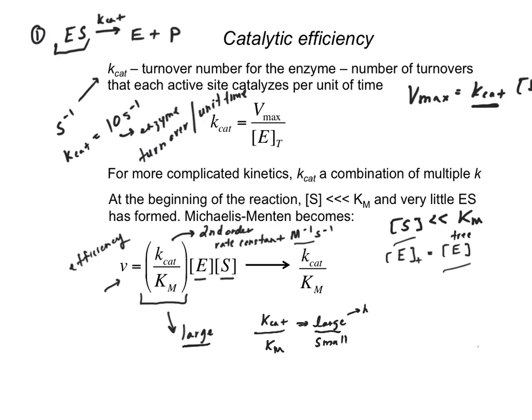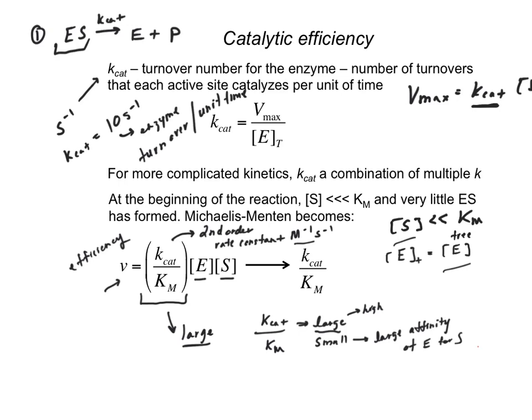So a high turnover number, and again, a small Km, what does that tell you about the affinity for enzyme and substrate? A small value of Km means large affinity, so large affinity of enzyme for substrate. Again, the larger this ratio, the more efficient, the better our enzyme is at catalyzing its reaction.